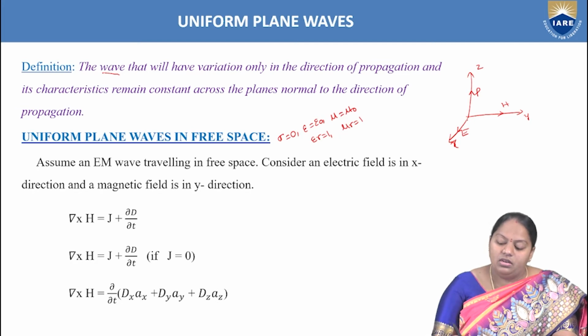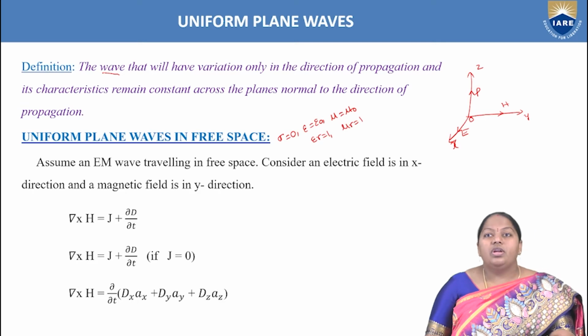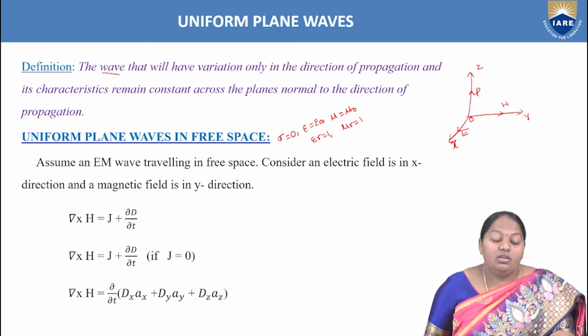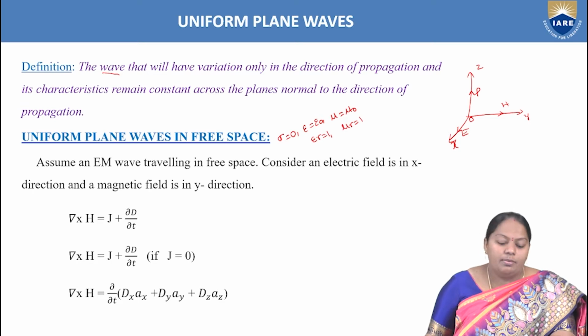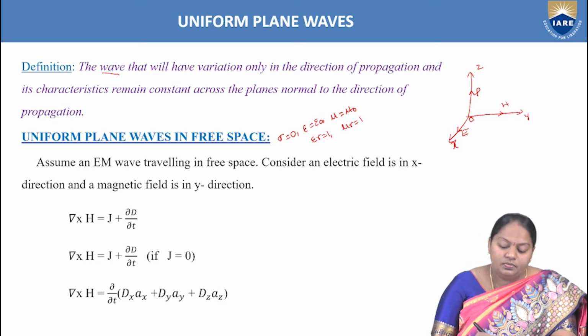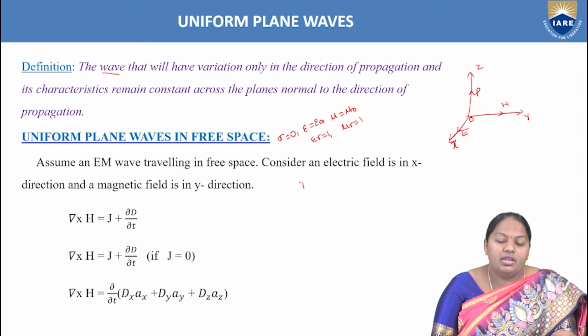Just now we have seen there is an origin. If we are assuming the electric field is in the X direction and the magnetic field is in the Y direction, based upon this we are going to derive the condition. In order to derive the uniform plane wave equation, we need to consider two Maxwell's equations which are derived in the case of time varying fields or electromagnetic fields. So, there are two Maxwell's equations which are derived in the time varying fields.